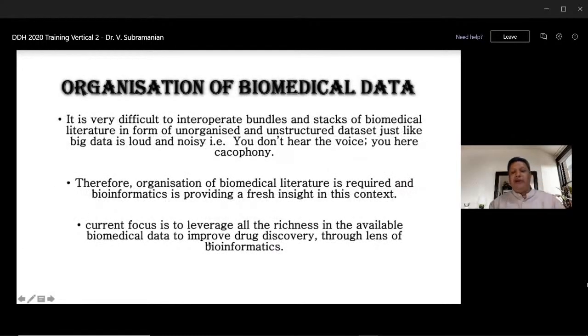Organization of biomedical data is required. It is very difficult to interpret bundles and stacks of biomedical literature in the form of unorganized and unstructured data sets, just like big data is loud and noisy. Therefore, the organization of biomedical literature is required, and bioinformatics is playing a pivotal role in getting this data organized. The richness of this available data is useful to improve drug discovery through the lens of bioinformatics.